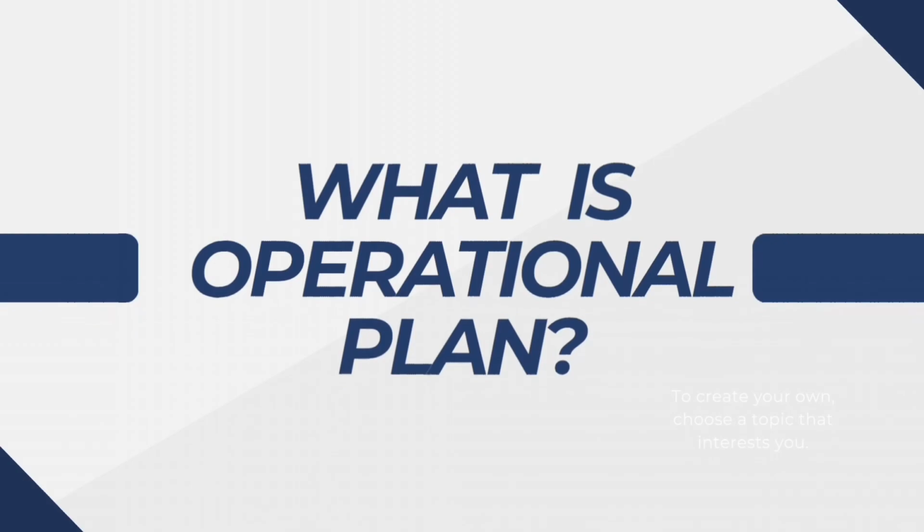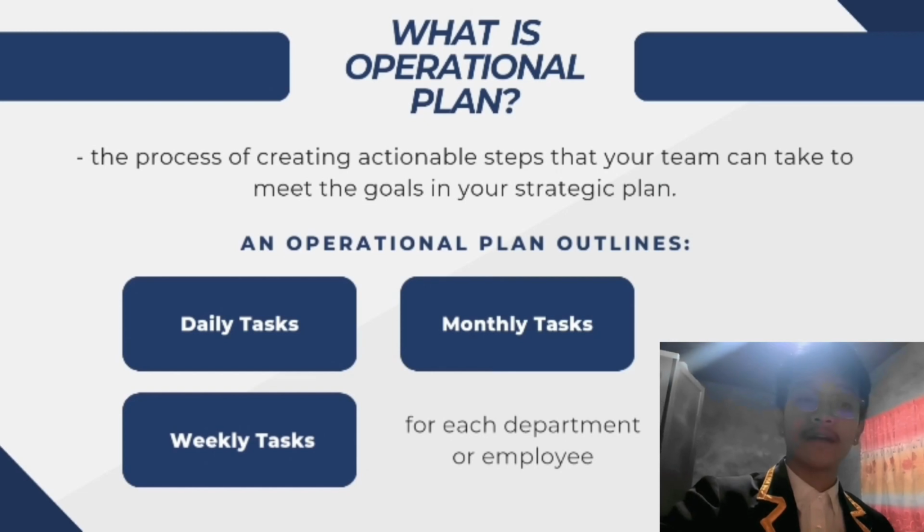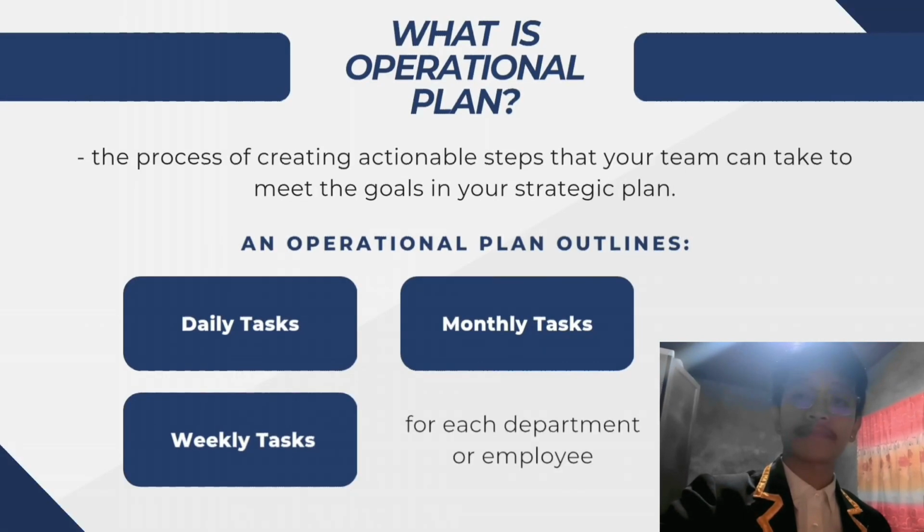But first, let us know what operational planning is. Operational planning is the process of creating actionable steps that your team can take to meet the goals in your strategic plan. An operational plan outlines daily, weekly, and monthly tasks for each department or employee. Now, let us proceed to the steps.